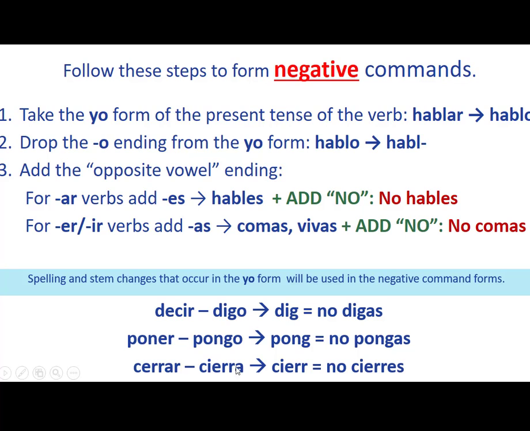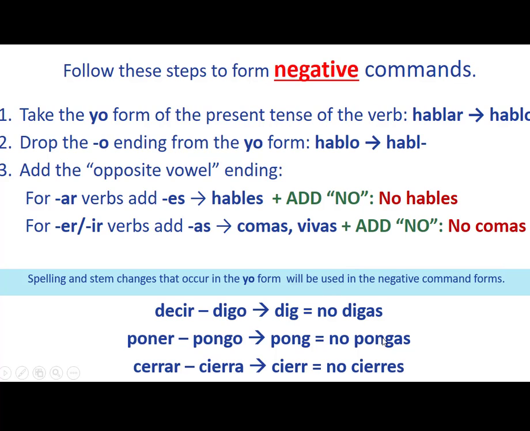Well, that would be wrong. It would be cierro is the yo form. And then we drop that O, and then we add the opposite vowel. If it was an AR verb, we're going to add ES. And don't forget the no. Perfect. Okay, so those are some examples for negative commands.